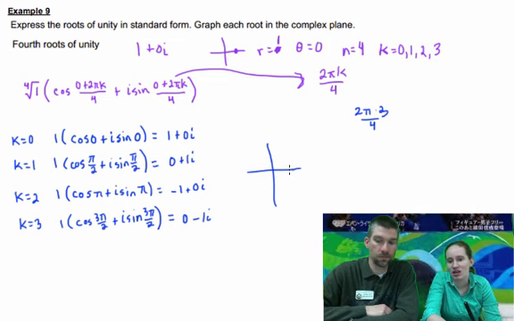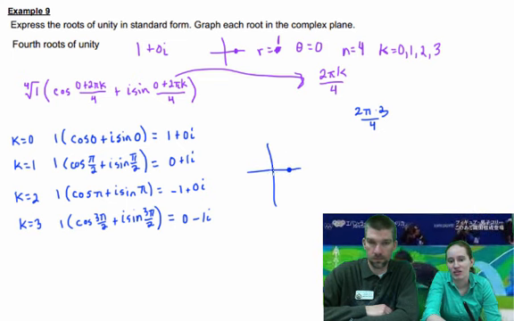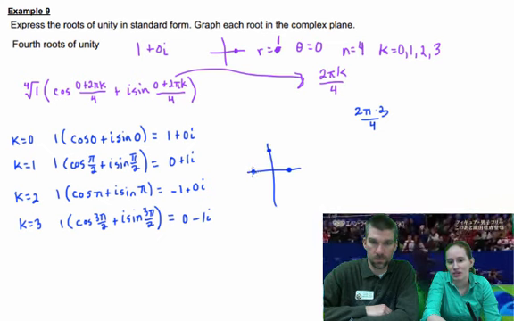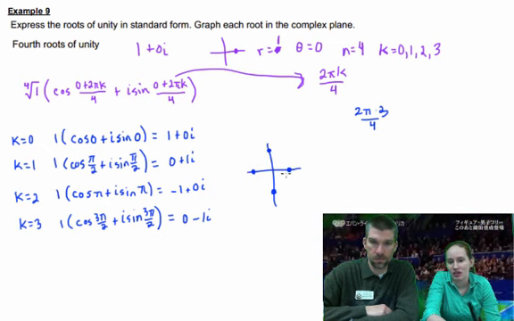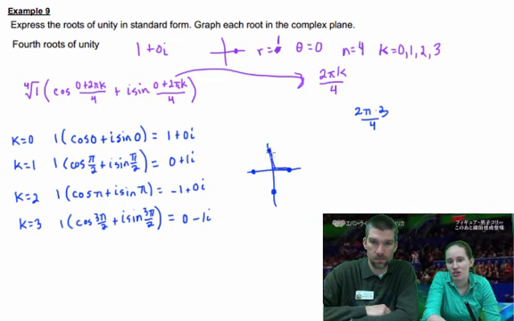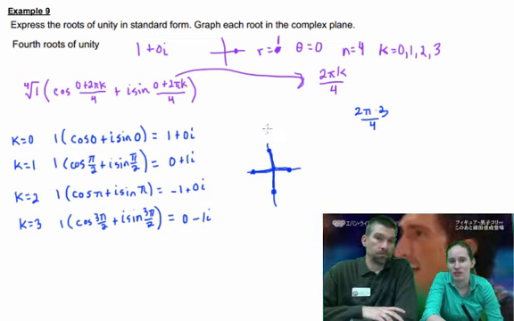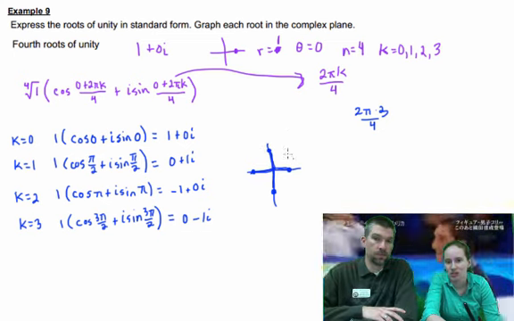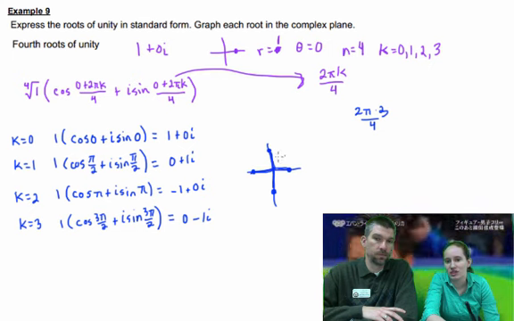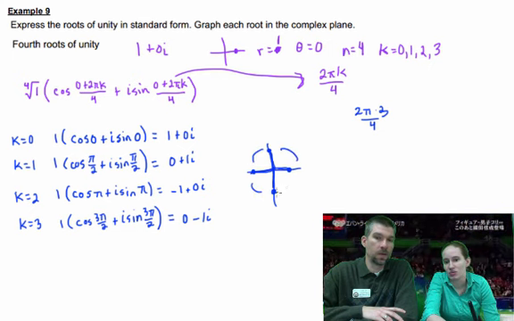Now what happens if we graph this? We've got 1, 0, which is here. We've got 0, 1, which is up here. -1, 0, 0, -1. Look at how these are all equidistant apart. They're all 90 degrees apart. That's what should happen. If it's the fourth roots, there should be 4 things going on here that are all the same distance apart.